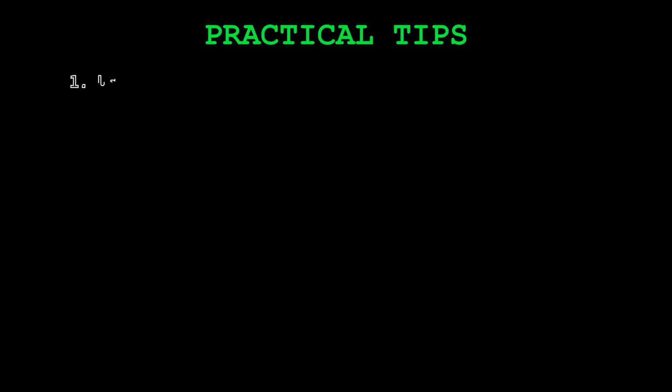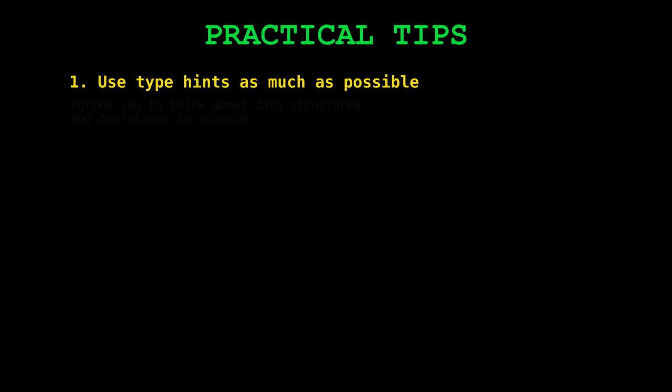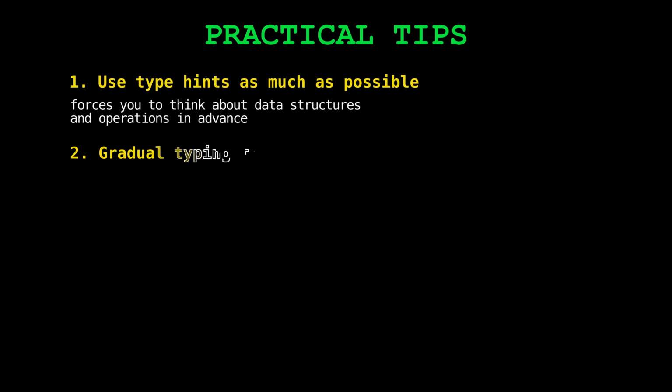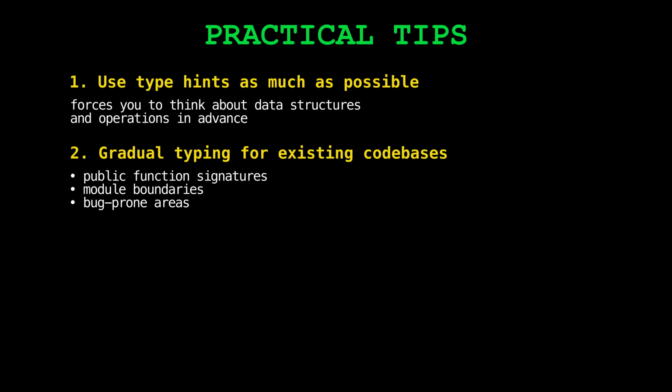How much should you use type hints? If you're new to typing, use them as much as possible. An additional benefit of adding type hints is that you will also need to think about the data structures you use and the operations you perform on them. If you're working with an existing untyped codebase, you don't need to add type hints everywhere at once. Start by typing the most important parts, such as public function signatures, module boundaries, and areas where bugs tend to appear. This is called gradual typing, and it's one of the strengths of Python's approach.